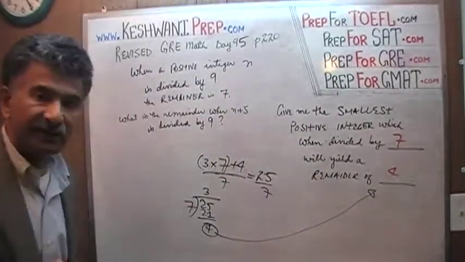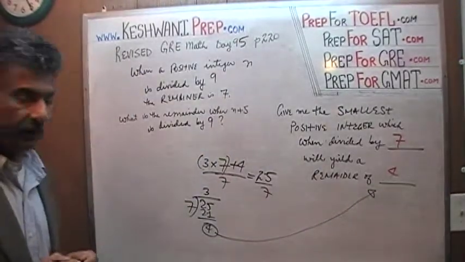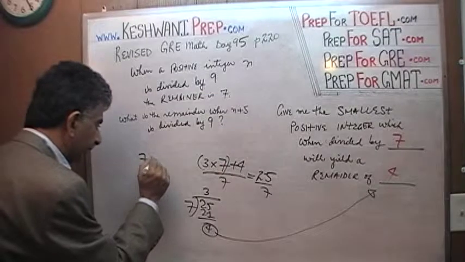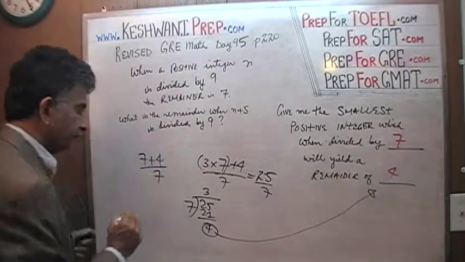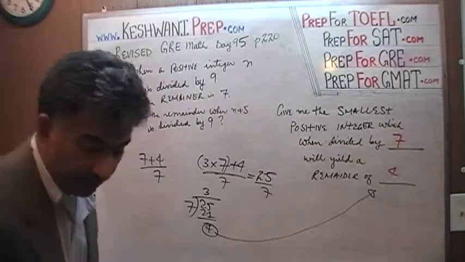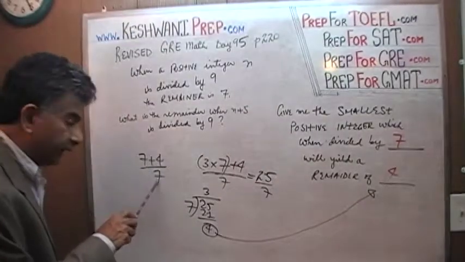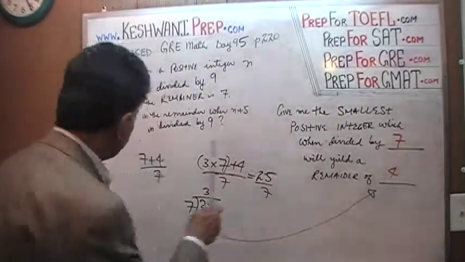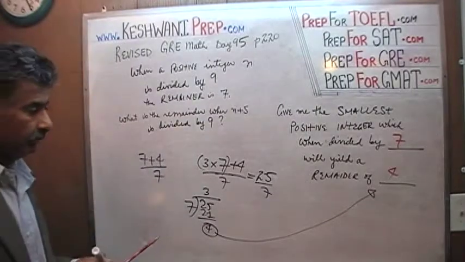But 25 is not the smallest number. The smallest number that you can think of is simply 7 plus 4, that's it. 7 plus 4 divided by 7 will yield us a remainder of 4. Why? Because 7 goes evenly into 7, we want a remainder of 4, so just add 4 to it, that's all. Let's do one more.